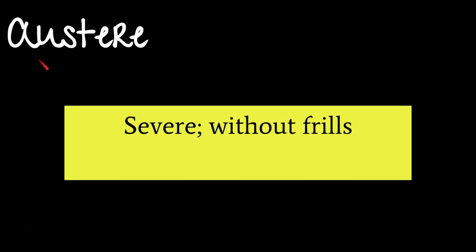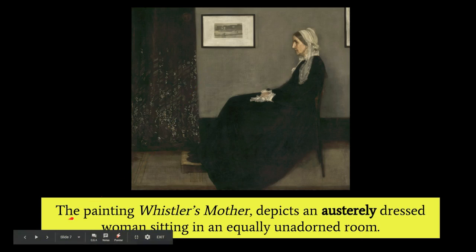Austere is an adjective, and it means severe and without frills. So here we have the sentence, the painting Whistler's mother depicts an austerely dressed woman sitting in an equally unadorned room. So austere is the adjective, and therefore austerely is the adverb. And you'll notice that her dress is very simple, unadorned, unembellished, if you're thinking of some previous vocabulary words. And the room itself is pretty plain with the gray walls.